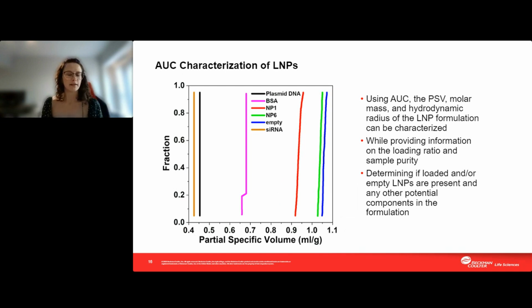So a little summary of this section, I guess, then, is that AUC can be used to determine the partial specific volume of your lipid nanoparticle samples. The molar mass and their hydrodynamic radius as well can all be characterized. This allows you to get information on the loading state of your LNPs as well as their purity. So if there's any empty lipid nanoparticles or free RNA present in the sample.